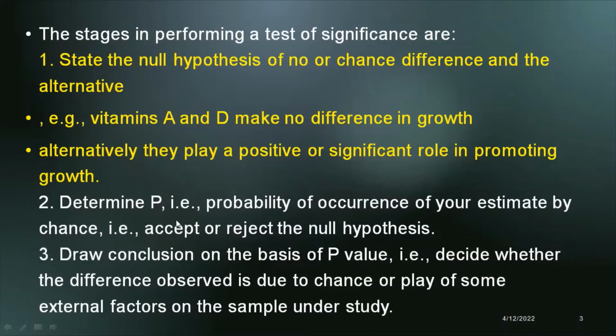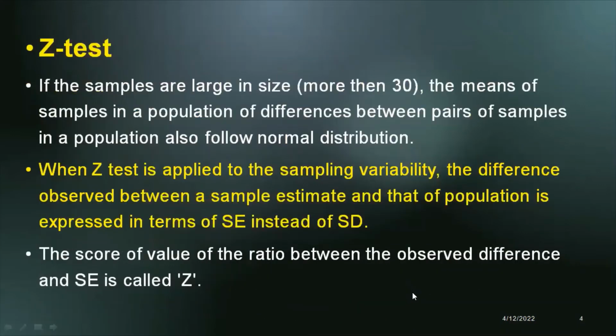But if the p value is less than 0.05, it means that there is an effect of intervention and there is an association between the cause and effect, and we reject the null hypothesis and accept the alternate hypothesis. It means that the effect is because of the presence of an external factor. So we draw the conclusion on the basis of p value, deciding whether the difference observed is due to chance or play of some external factors on the sample under study.